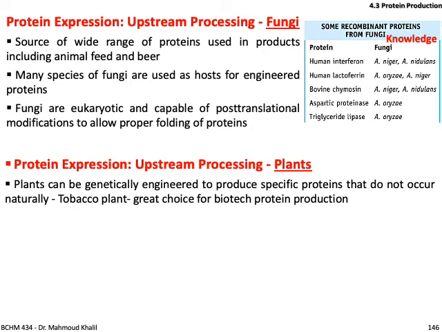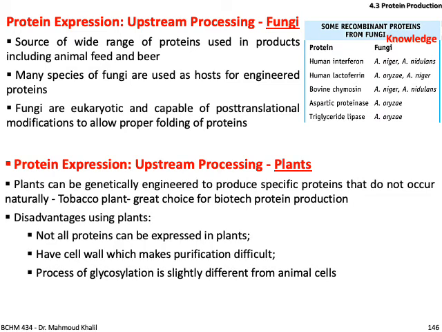If we use plants as upstream processing, plants can be genetically engineered to produce a specific protein that does not occur naturally. The tobacco plant is a great choice for biotech protein production. The disadvantage of using a plant is that not all proteins can be expressed in plants. They have a cell wall, which makes purification more difficult. The process of glycosylation is highly different from animal cells.